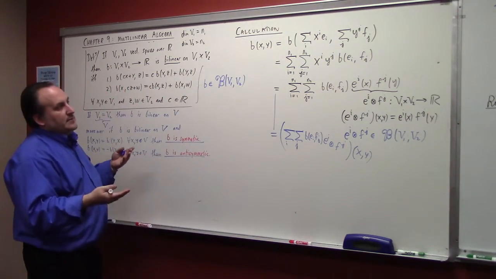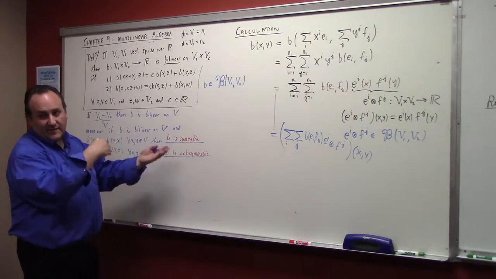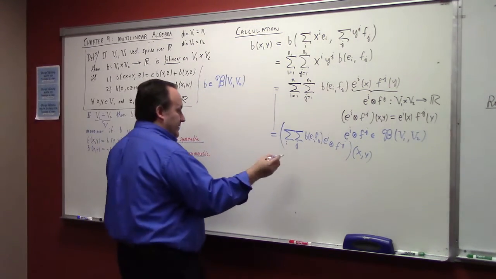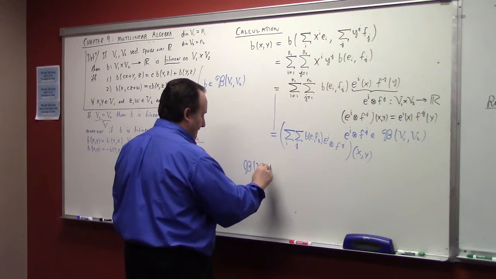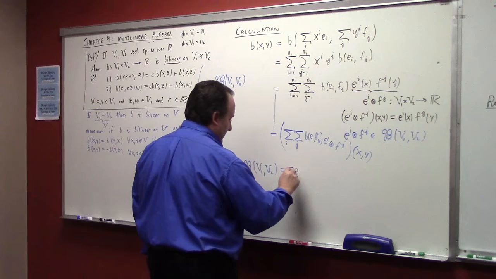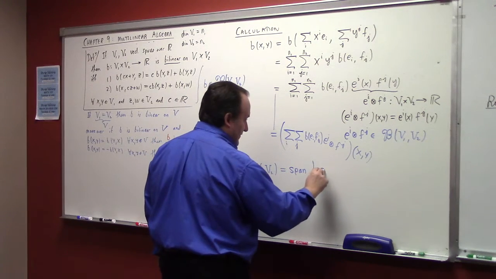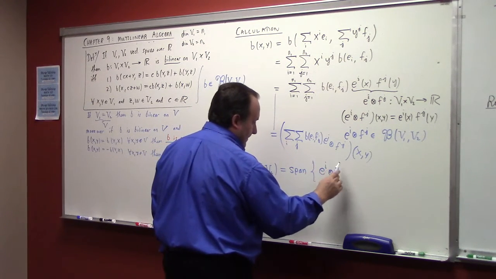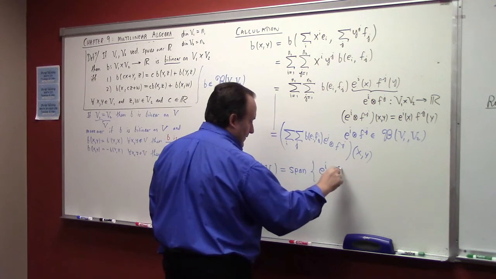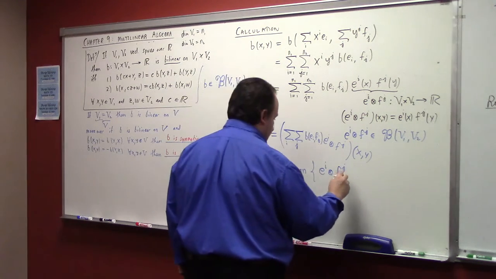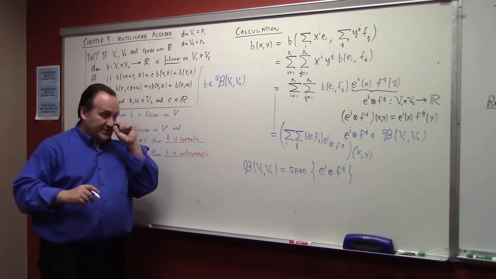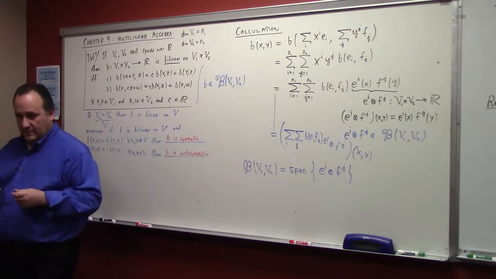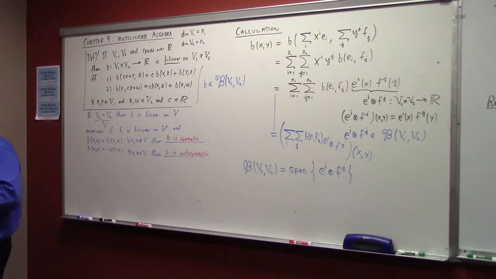So, what does this mean? Well, that holds for all x and y. Therefore, you see this thing is actually the span of these guys. In other words, I am a linear independence calculation away from proving that the tensor product of the dual basis is in fact itself a basis for the set of bilinear maps.